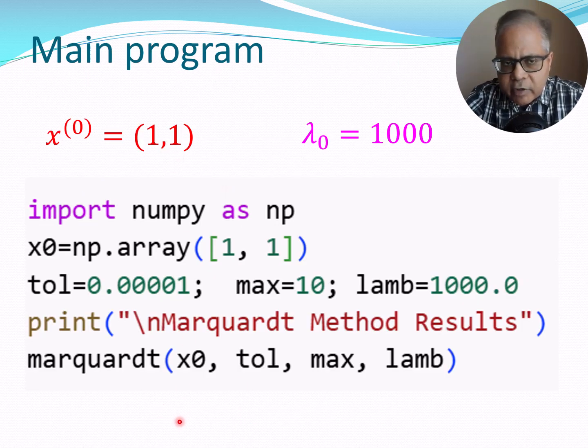Let's write the main program. The main program uses the starting value 1 1, and lambda 0 is 1000. I use numpy, and then I have a tolerance value, which is a small number to check if the gradient has converged. I have a max value of 10. I'm going to just run this for 10 points because in many cases this algorithm is going to diverge, and of course lambda is 1000 here, and I print the Marquardt method result. The Marquardt function is the key function here. It's going to take x0, tol, max, and lamb, and then print out the results for this problem.